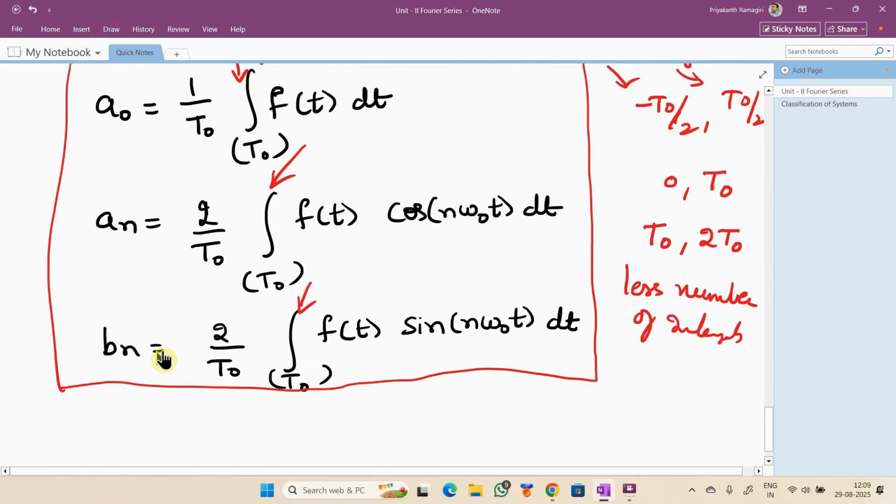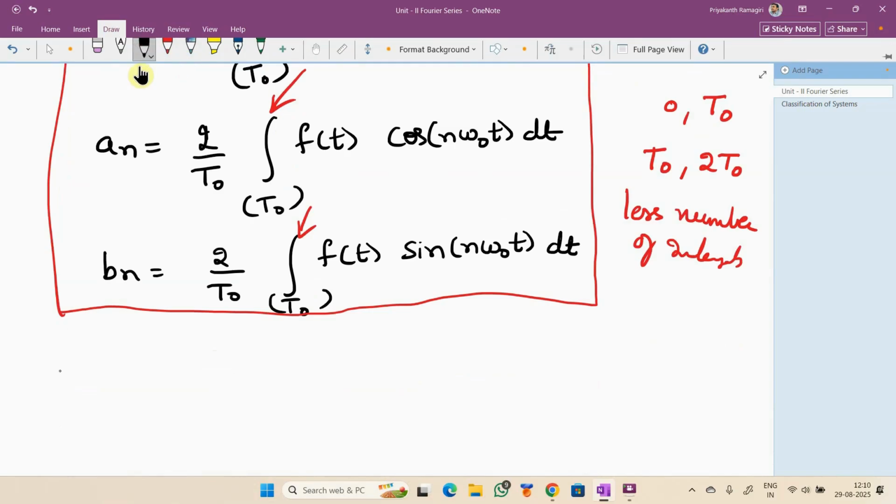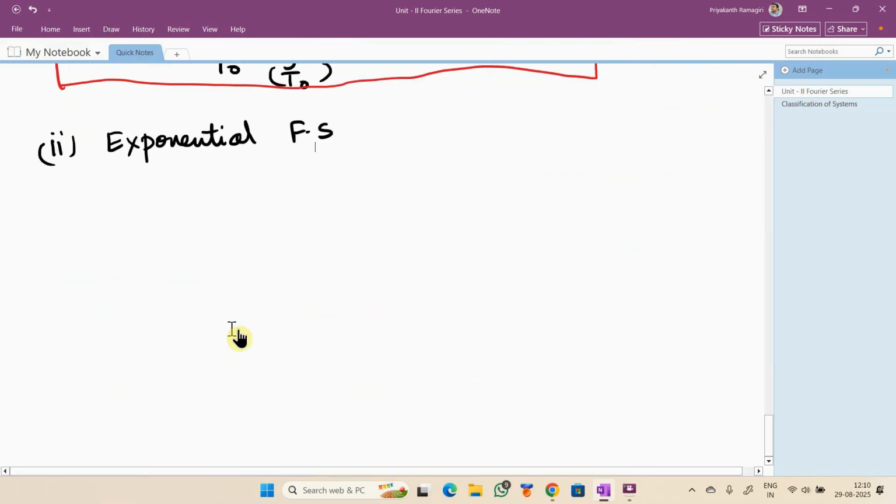Right. Problems we will solve in the classroom. If there is a need for me to help solve, I will. So we will go for the second one, that is the exponential Fourier series, and we will close today. Shall I proceed with the exponential Fourier series?